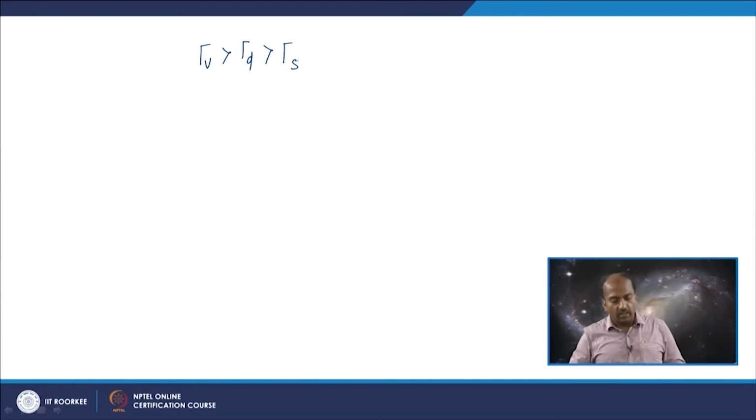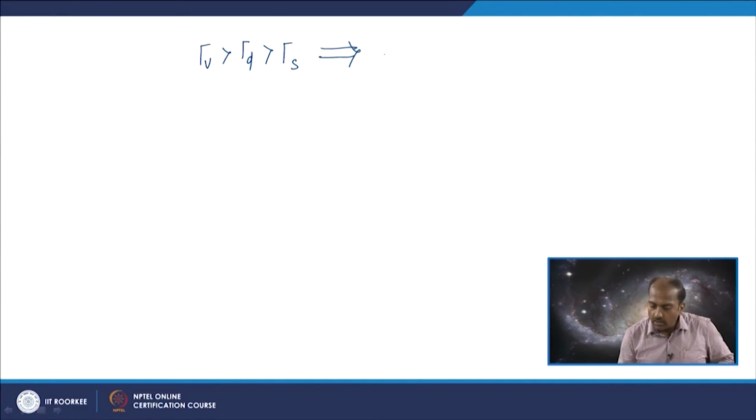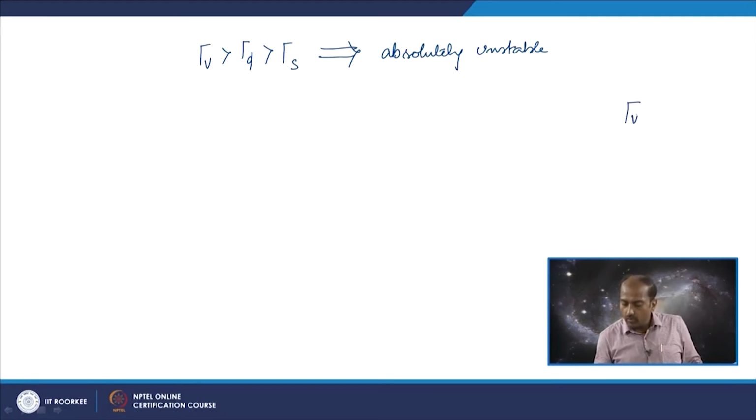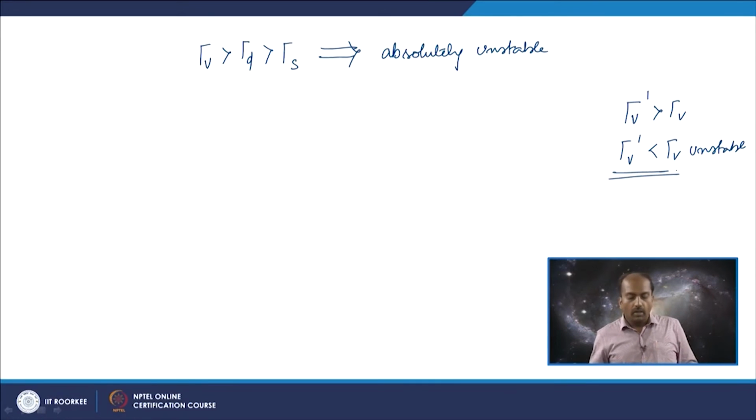So, if the temperature change with respect to height of the environment is greater than the dry adiabatic lapse rate, it also means that it is greater than gamma s. In that case, this condition is called absolutely unstable. Just to remember, our condition was gamma v prime greater than gamma v for stable, or gamma v prime less than gamma v for unstable. So gamma v is now larger, and this condition is known as unstable.